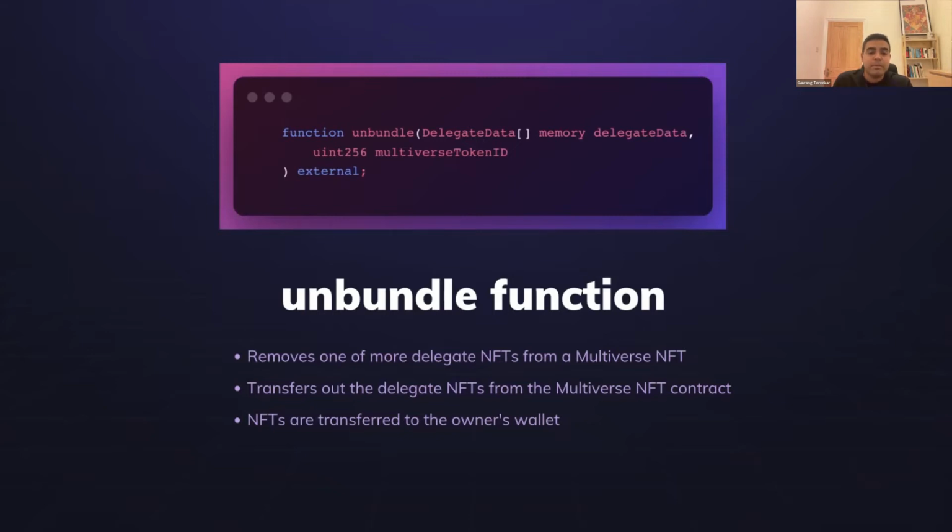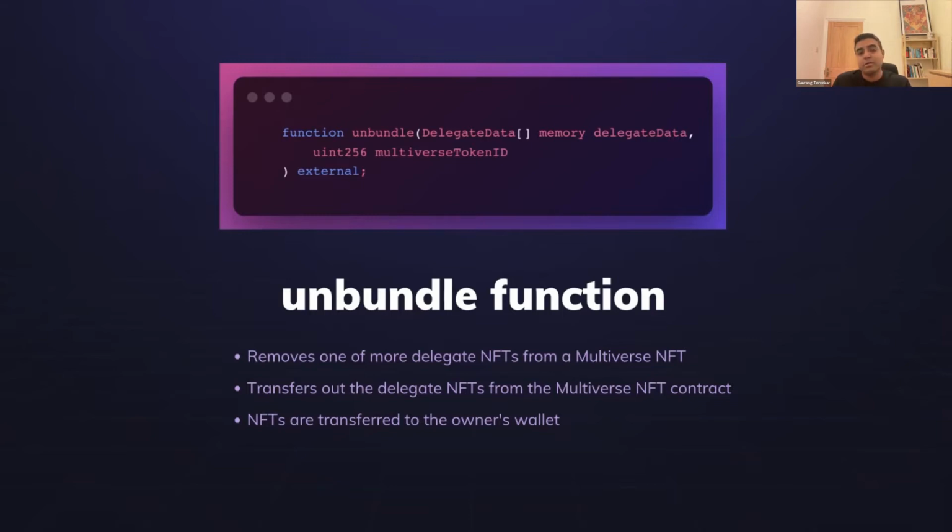Now why do we have the unbundle function in the first place, right? Let's take the example of the golden jacket again. You have 8 NFTs for the golden jacket on 4 metaverses. Let's say I buy the multiverse NFT and I get the golden jacket on 4 metaverses simultaneously. But in this case, I'm not a big fan of, let's say, Somnium Space, or I'm not a big fan of Voxels, right? And I don't want to keep those NFTs.